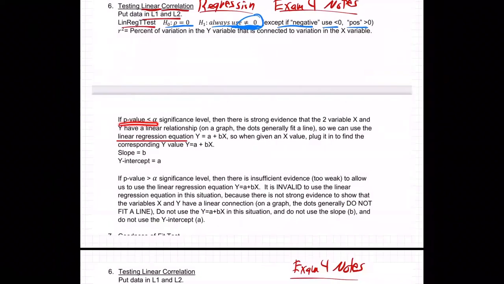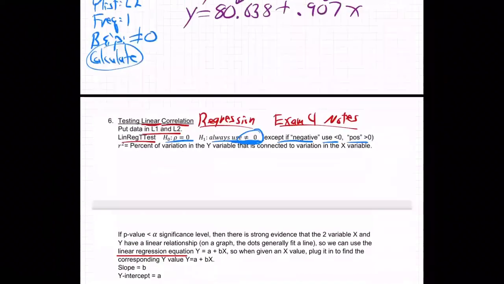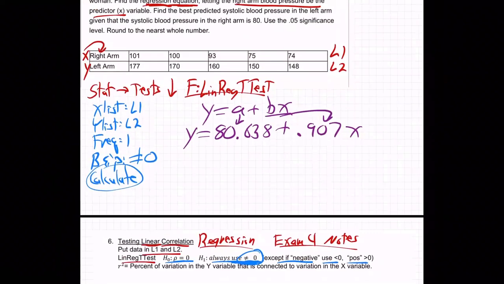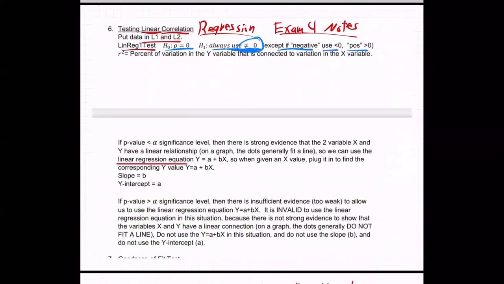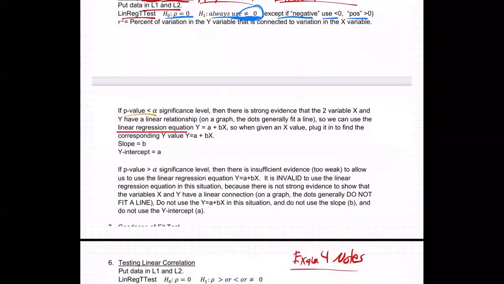It says if the p-value is less than alpha. My p-value is 0.0101, and that is certainly less than alpha, 0.05 right there. It's less. And so what does that mean? It says here, if the p-value is less, and mine is, then there's strong evidence that the two variables have a linear relationship. On the graph, the dots do fit a line. So we can use the linear regression equation.